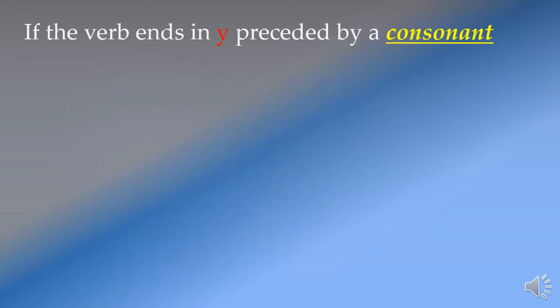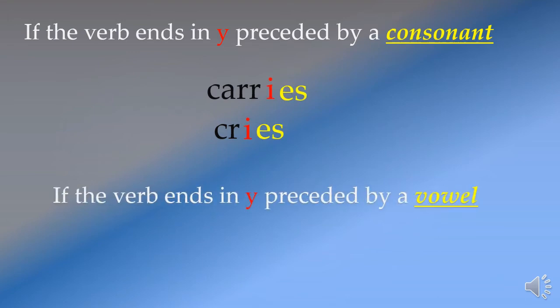If the verb ends in y preceded by a consonant, at this time we drop y and we add ies. But if the verb ends in y preceded by a vowel like a, e, i, o, u, at this time we don't drop y, but we add only s. Like play, plays, enjoy, enjoys.